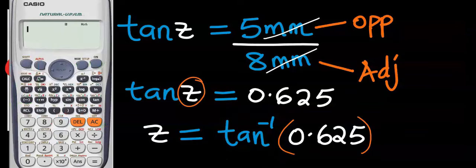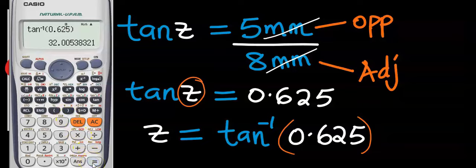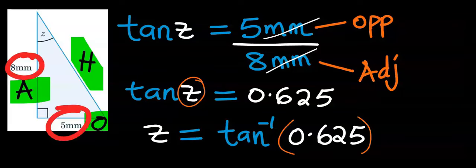Next, with your calculator, we're going to press Shift tan. And inside a bracket, we're going to put 0.625. Close the bracket and press the equal sign. And our answer is 32 degrees. We have found the missing angle with the tan ratio.